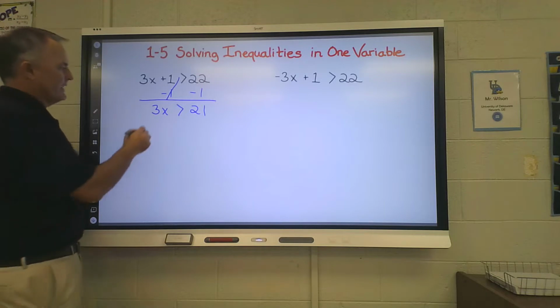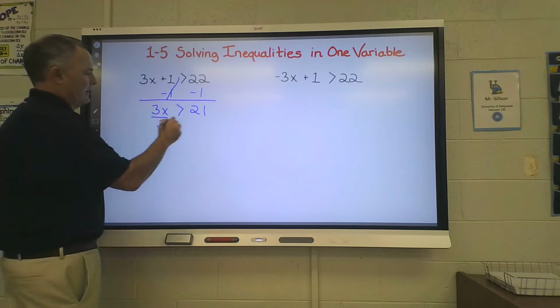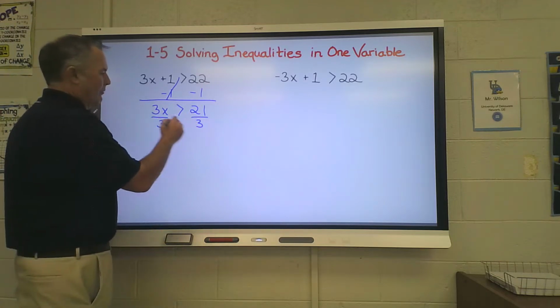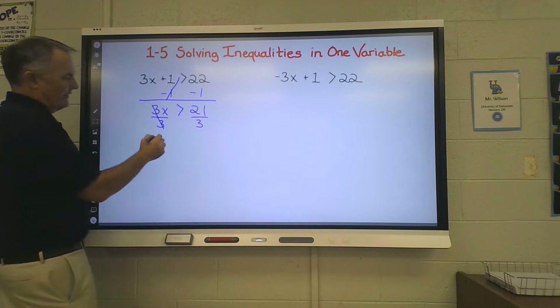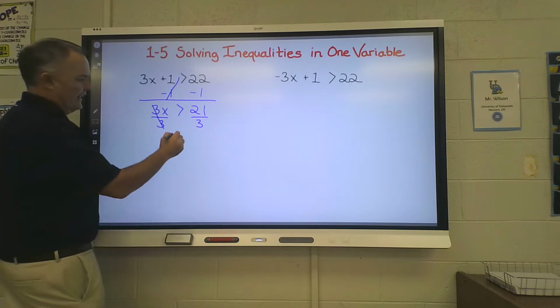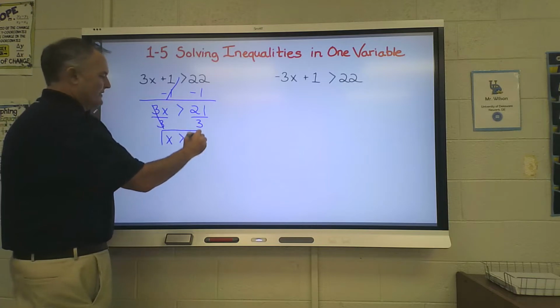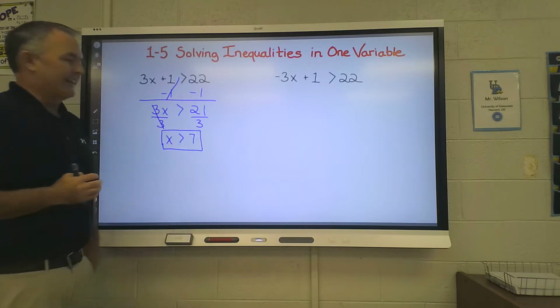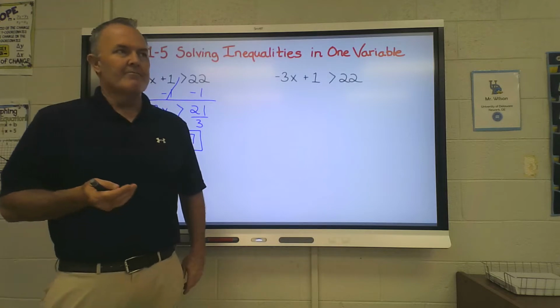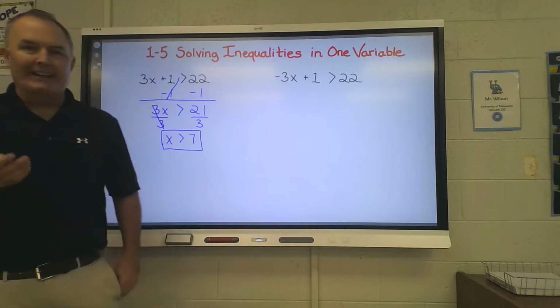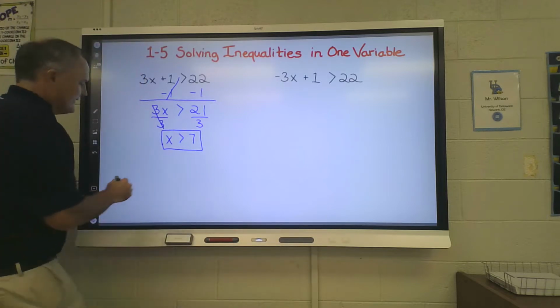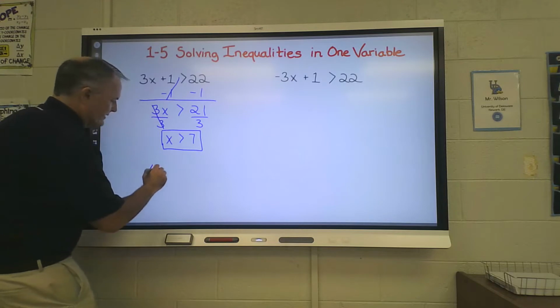Now I want to divide both sides by 3 because I want to get that x all by itself. All right, so if I divide both sides by 3, now I get x is greater than 7. So that's my answer. But in a lot of cases, we also want to graph it. And in graphing an inequality, we mainly put it on a number line, especially with simple inequalities like this.